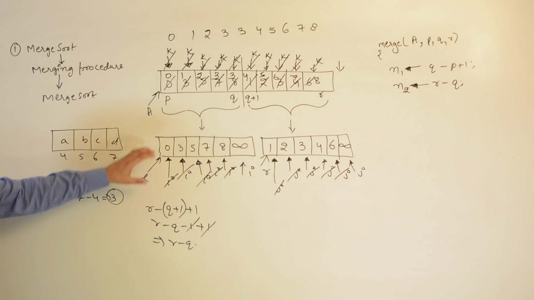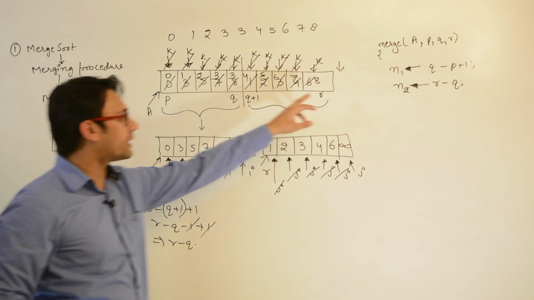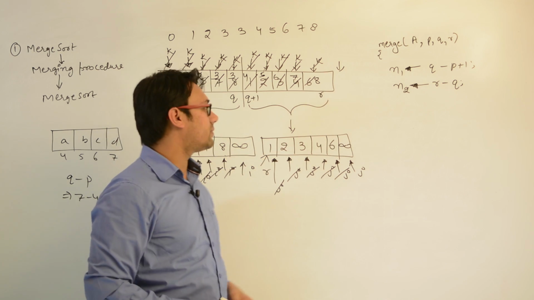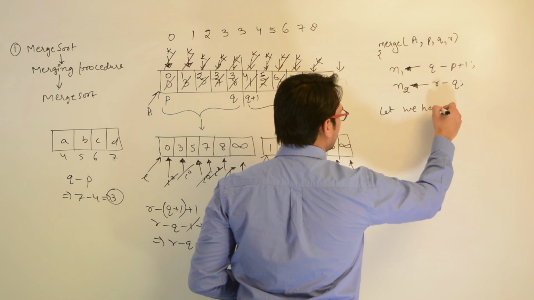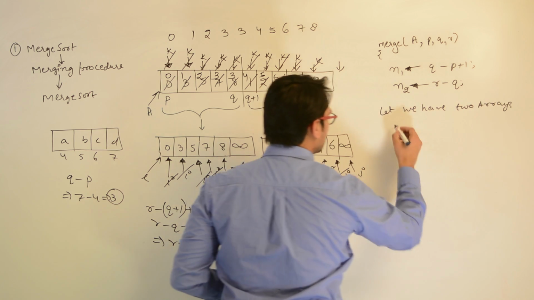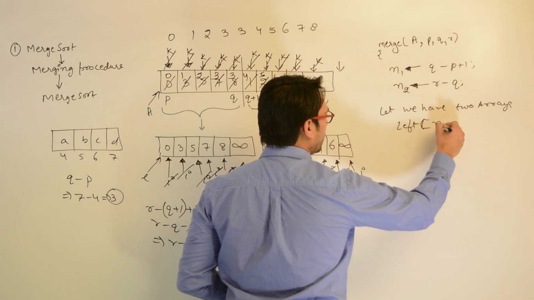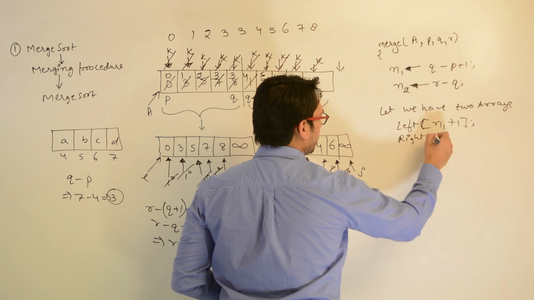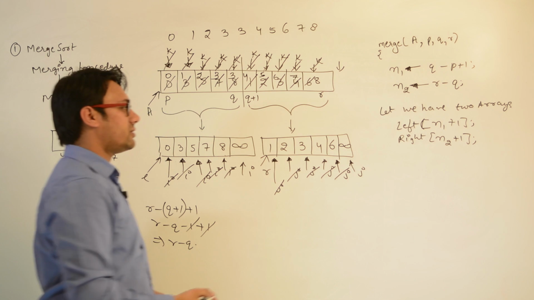Now we have to declare two arrays, which is the left array and the right array. The size of left array will be 1 greater than this size. The size of right array will be 1 greater than this size. So we have the two arrays. Number one is the left array, which will be of size n1 plus 1, and we have the right array, which will be of size n2 plus 1. That means this size will be 1 greater than the original size.